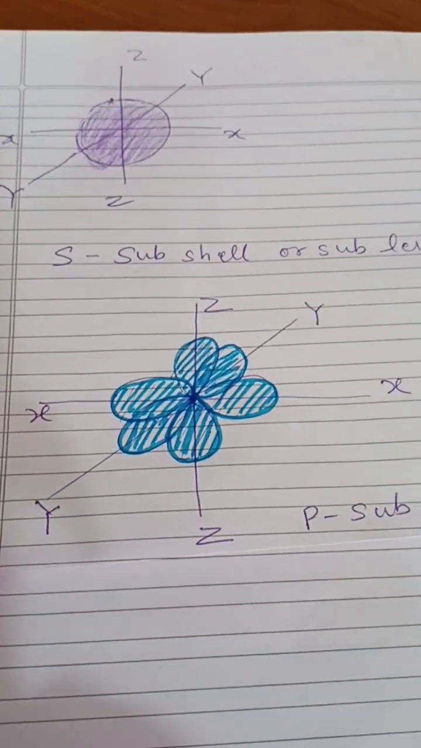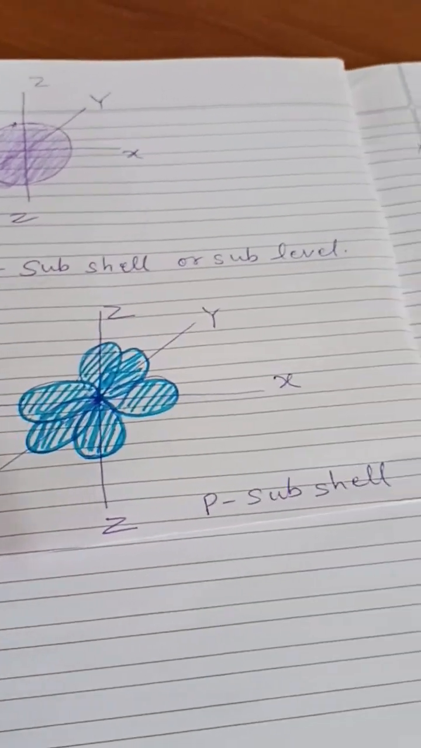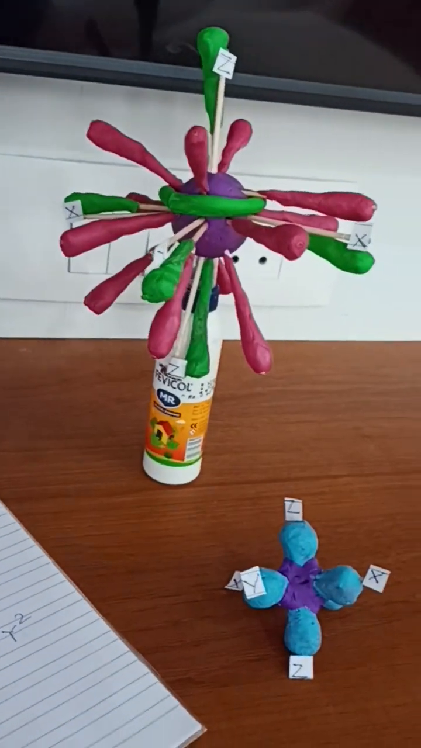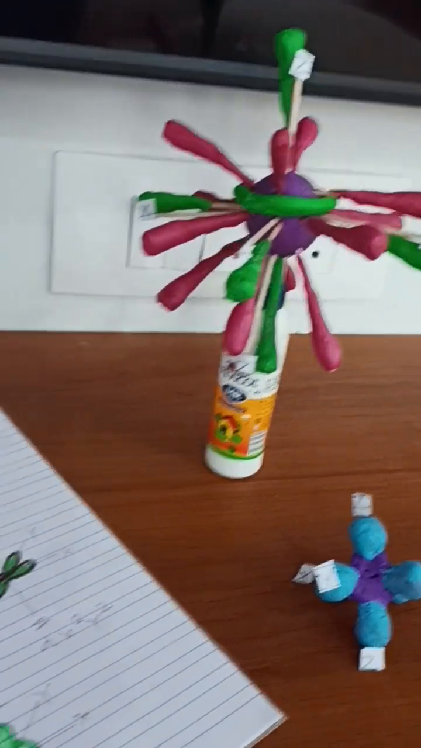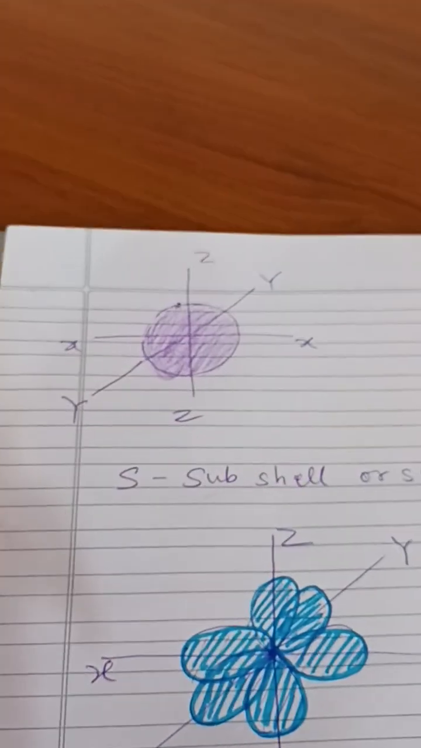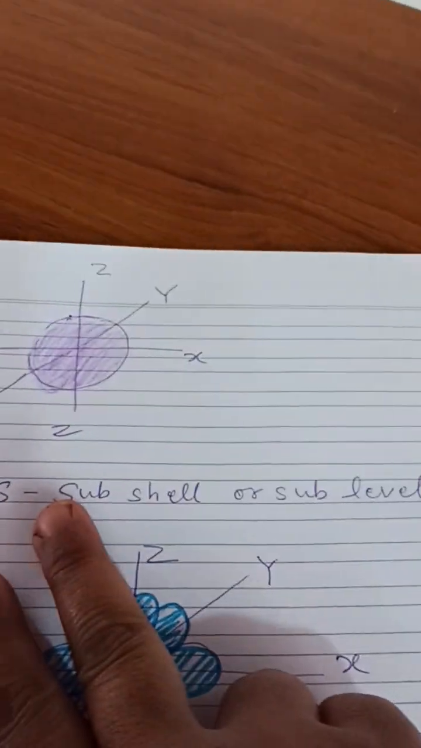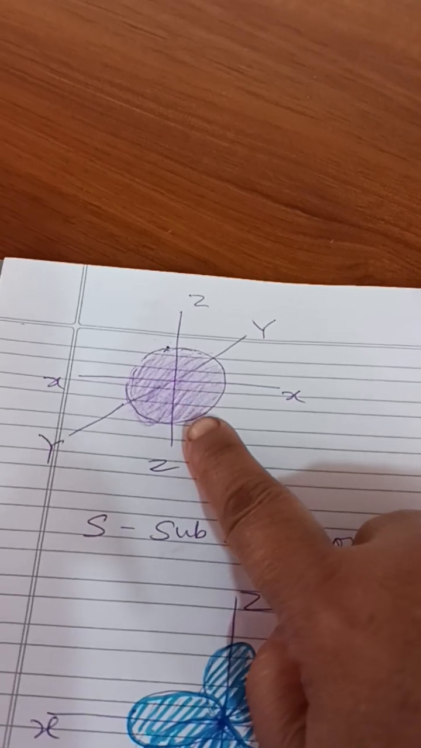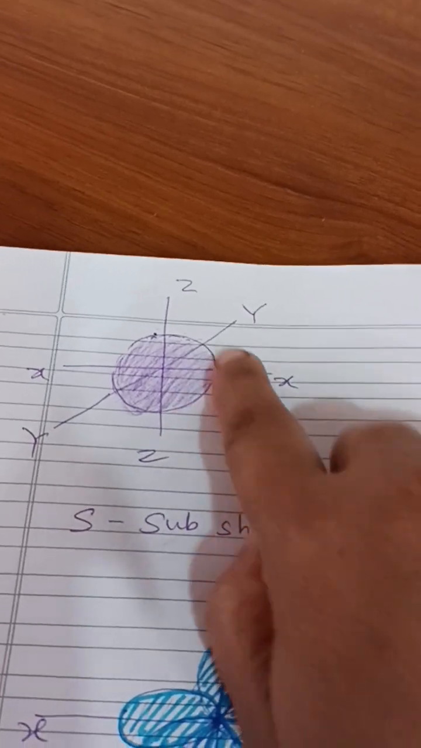Hi, here I have tried to make 3D models of orbitals and subcells. So first we have to see the S subcell or sublevel. In that only one orbital is there and the shape is spherical.